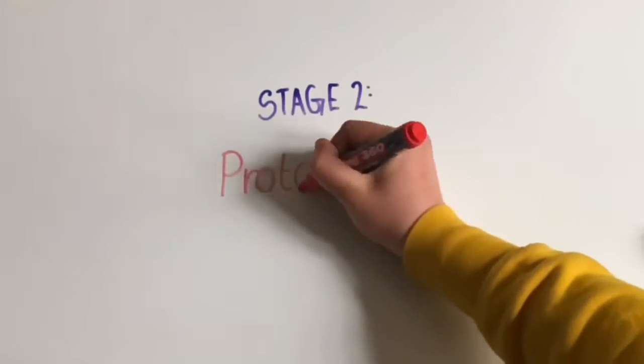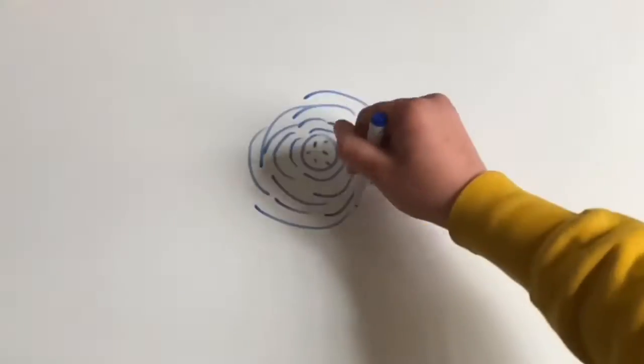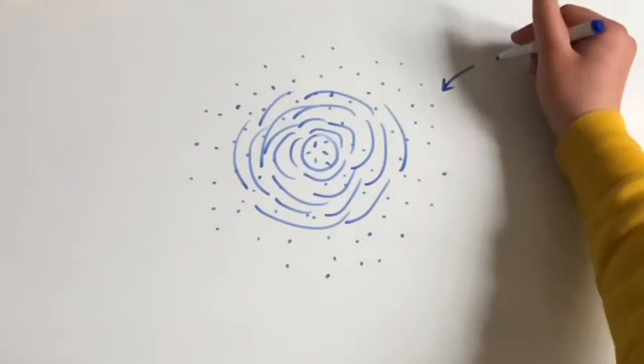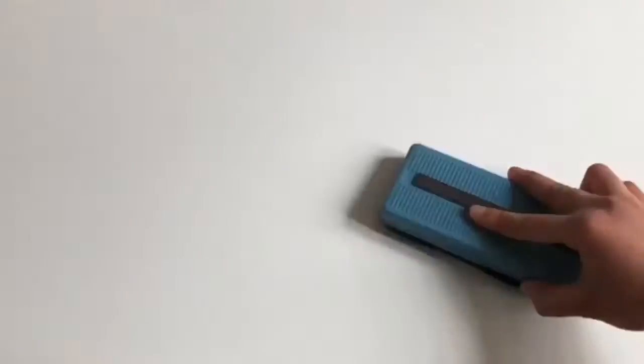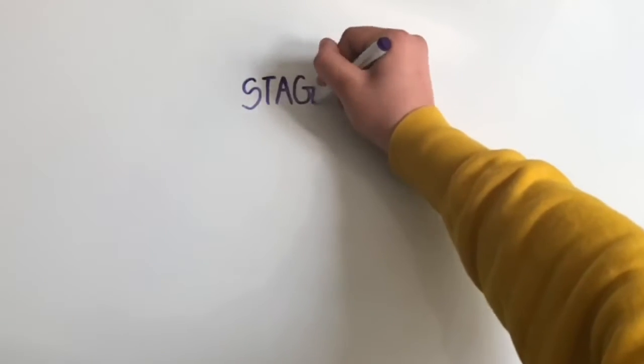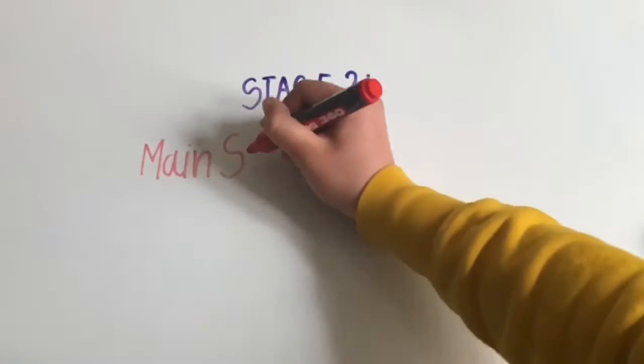As the mass falls together, it gets hot. A star is formed when it's hot enough for the hydrogen nuclei to fuse together to make helium. The fusion process releases energy, keeping the core of the star hot. Following this stage, the star then becomes a main sequence star.